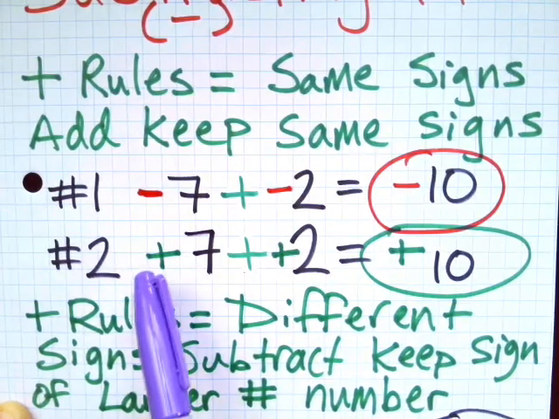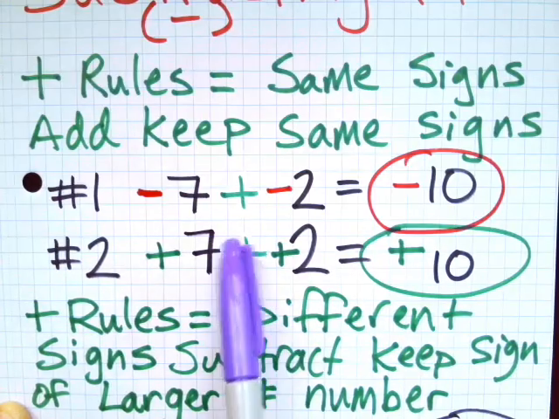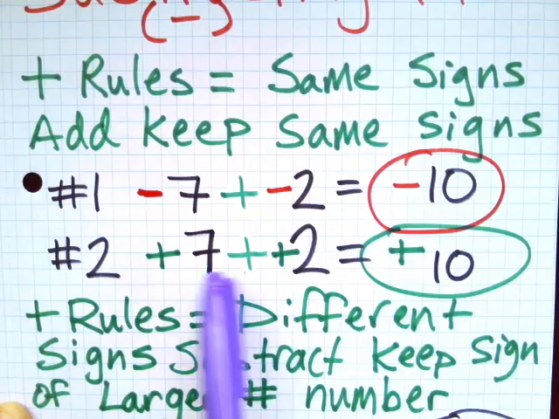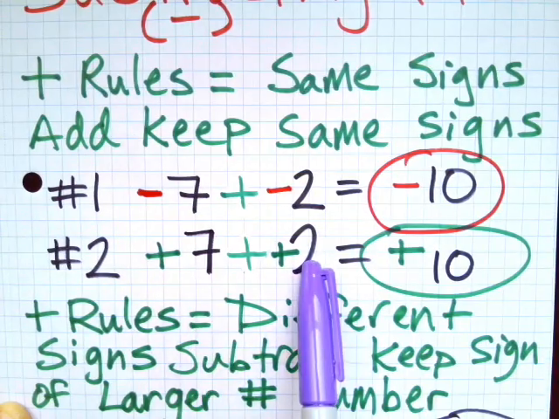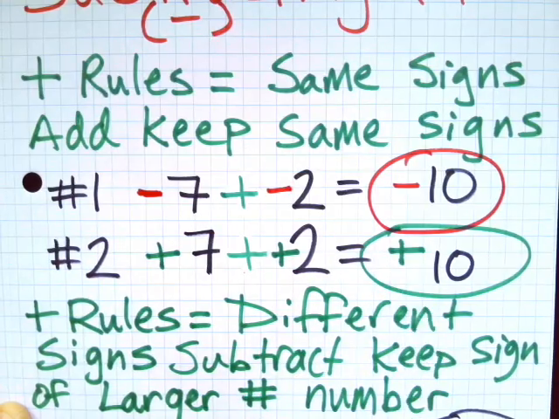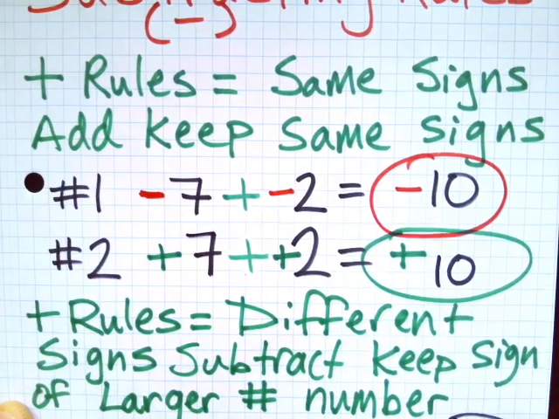Let's take a look at number 2. Adding rules. This is addition. Remember, if it's the same signs, you add and keep the sign. So 7 plus 2 is 9, and they're both positive, so I keep that same sign.